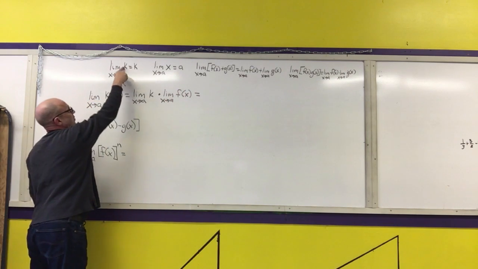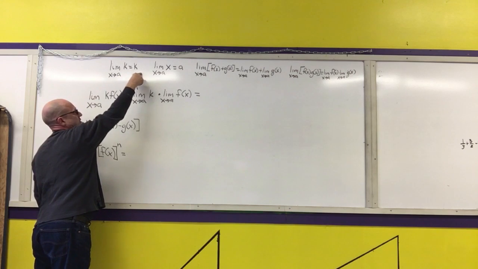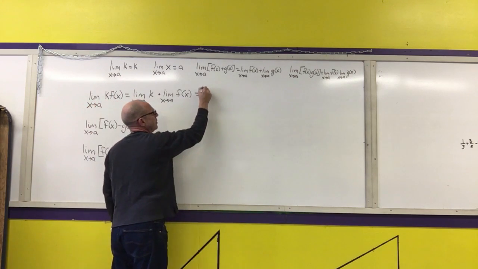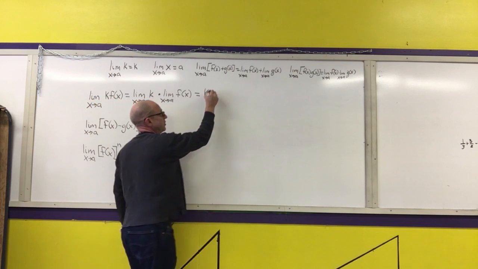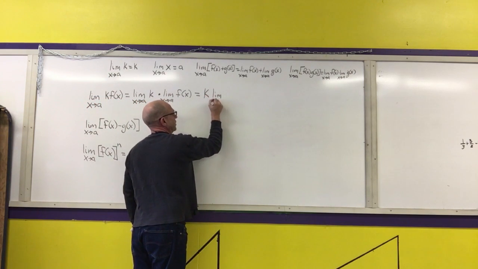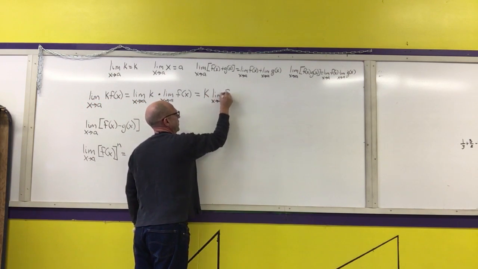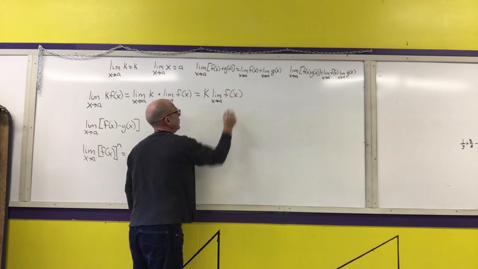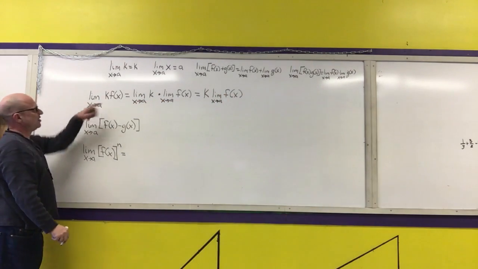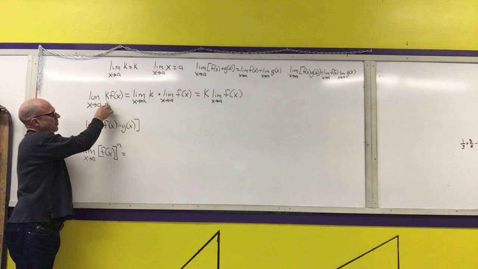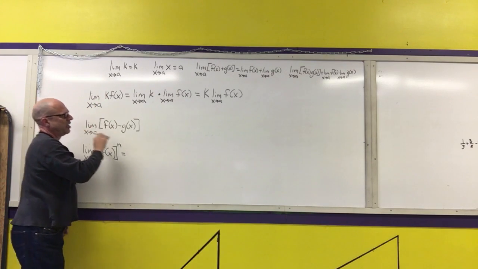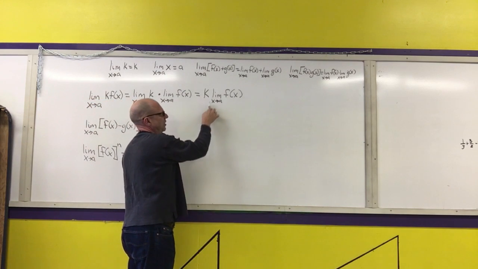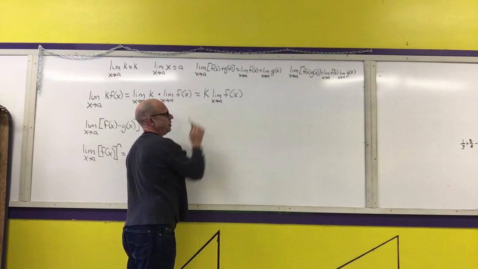We already know that the limit as x approaches a of a constant is just that constant. And the limit as x approaches a of f of x is the limit as x approaches a of f of x. This is called the constant multiple rule. It says if I have a constant times a function, the limit as x approaches a is the constant times the limit as x approaches a of that function.